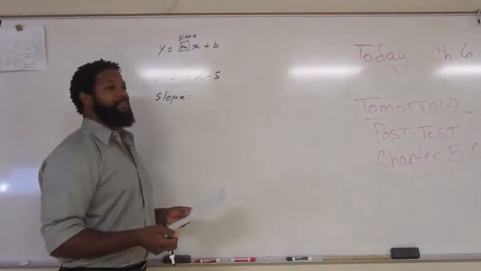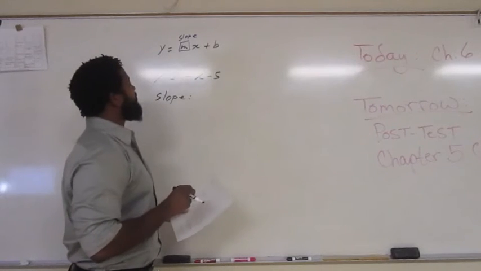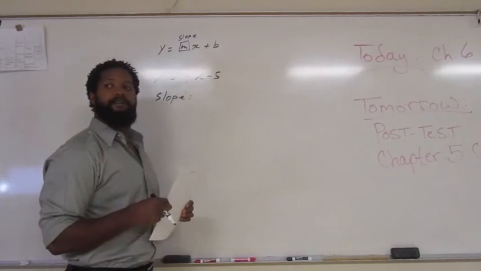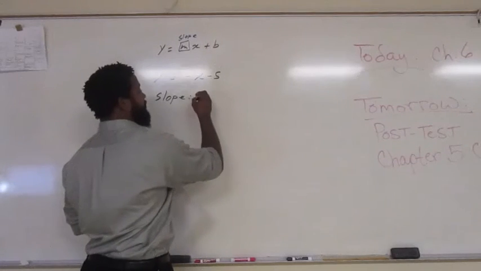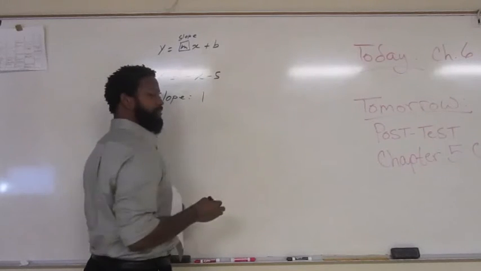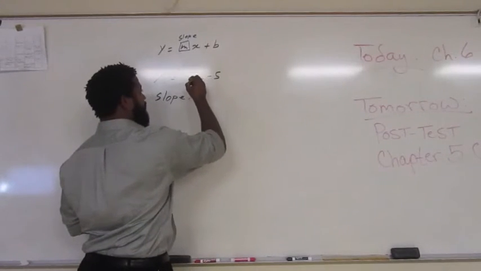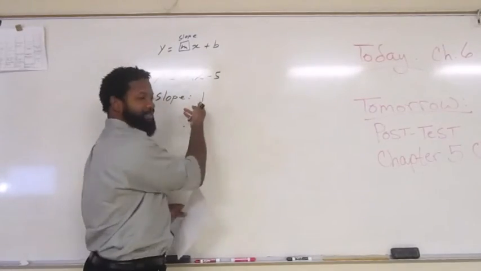For 7 and 8, or 9, what would be the slope of a perpendicular line? Positive 1. Okay? Because essentially this is a negative 1 over 1, right? So you change the sign and flip it, it's a positive 1 over 1.